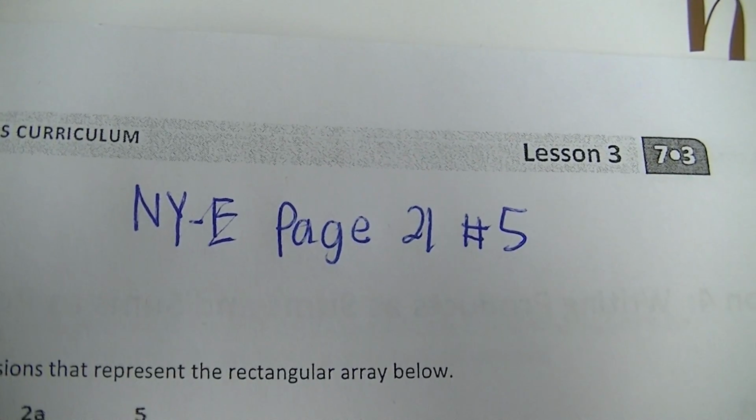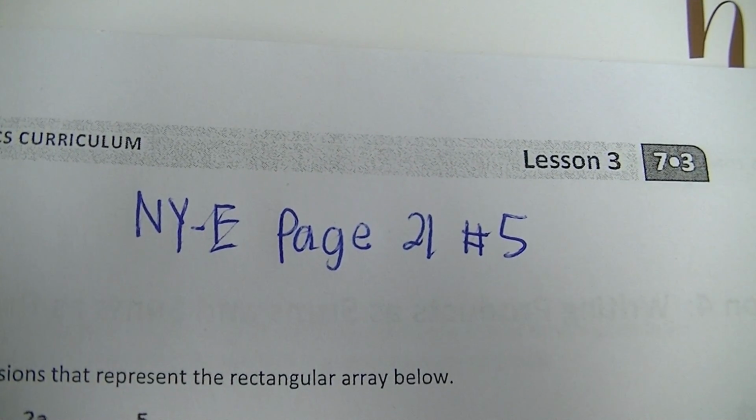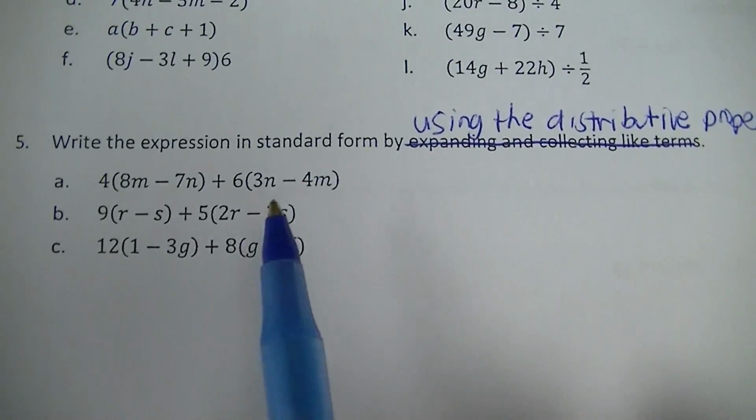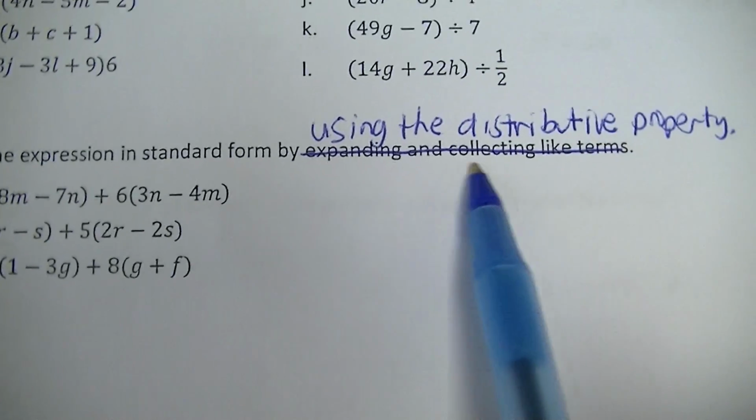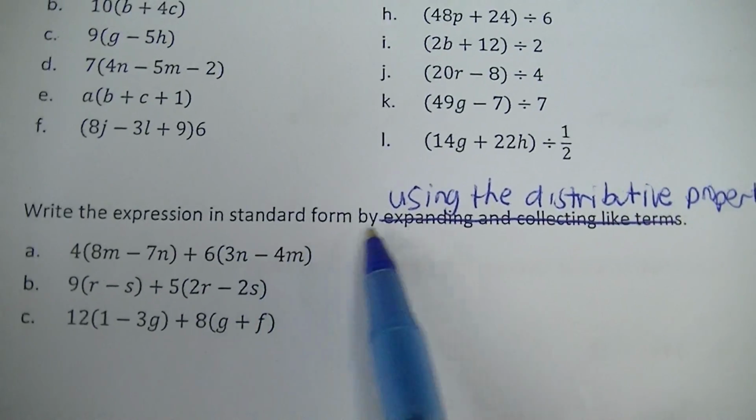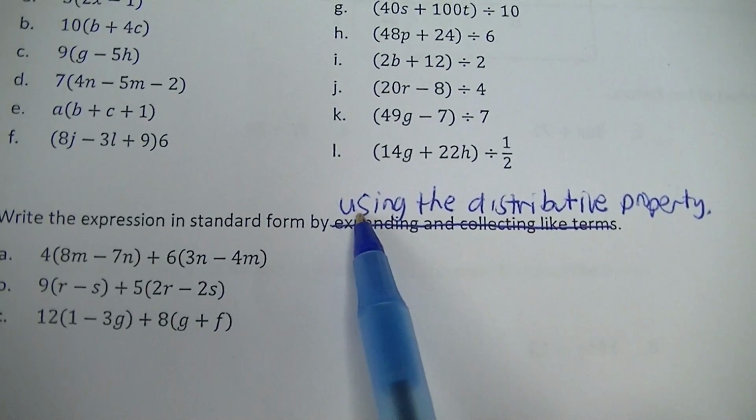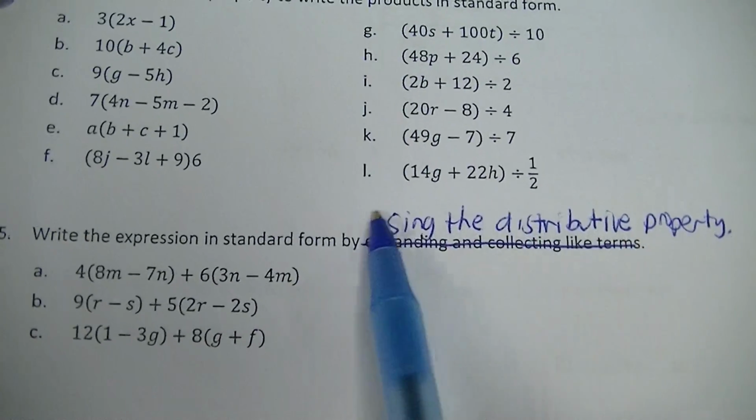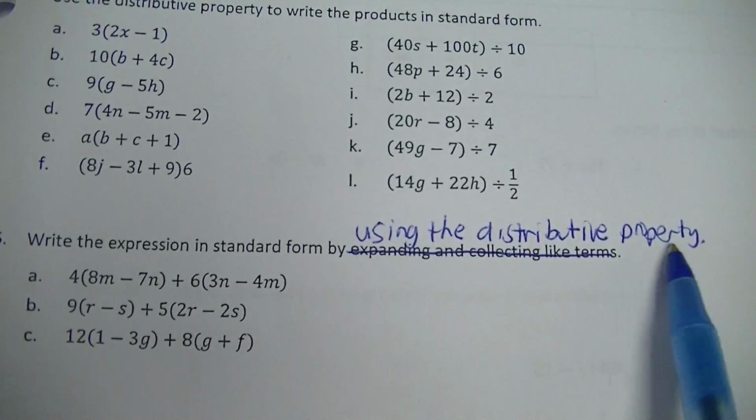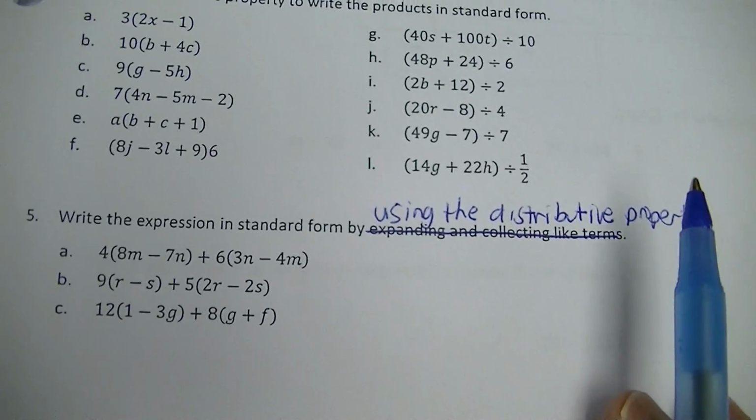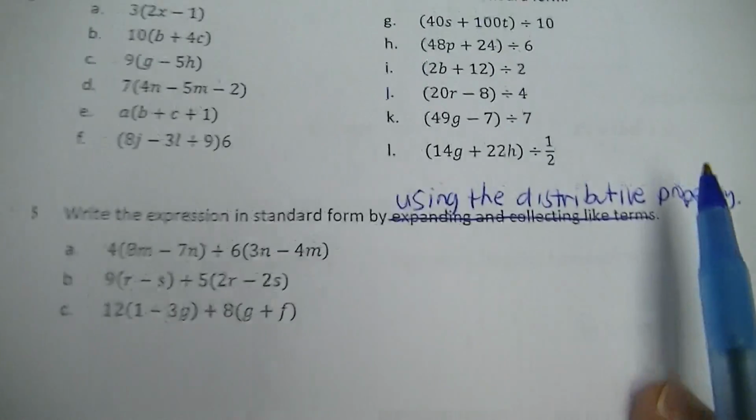I'm going to show you how to do page 21, number 5 from your math book. Okay, it says write the expression in standard form by expanding and collecting like terms. I have switched the directions to using the distributive property because I feel like that's what you're probably more likely going to use as we explore this further in class, okay?